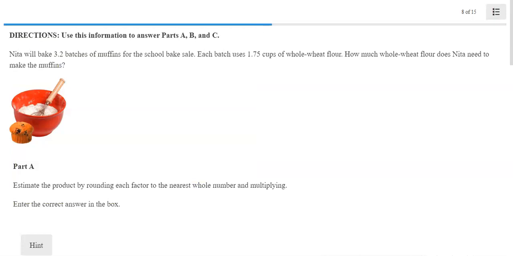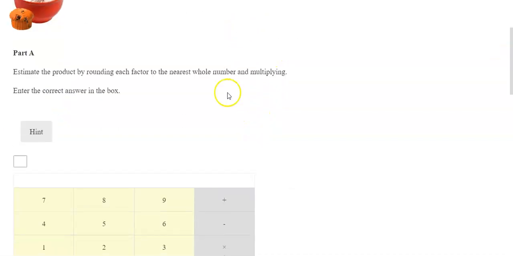Number 8. Nita will bake 3.2 batches of muffins for the school bake sale. Each batch uses 1.75 cups of whole wheat flour. How much whole wheat flour does Nita need to make the muffins? So first they want us to estimate. 3.2 is close to 3. 1.75 is close to 2. So 3 times 2 is 6.